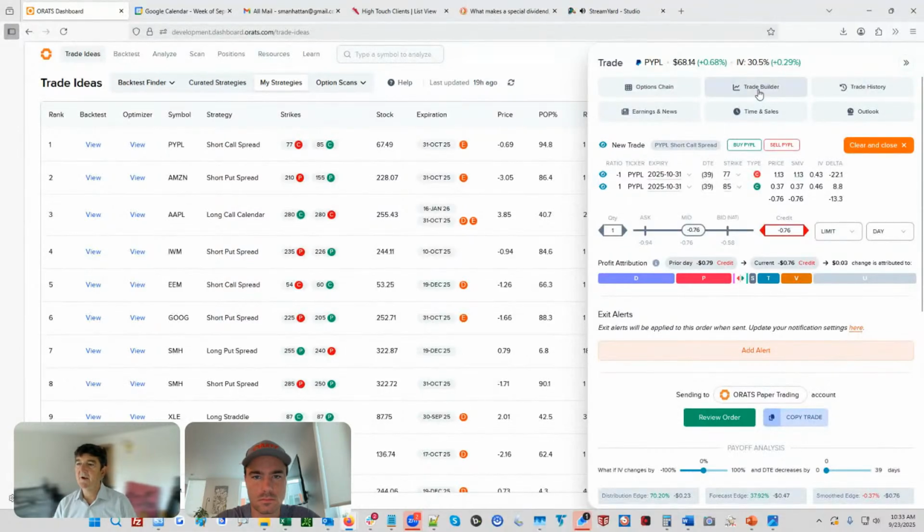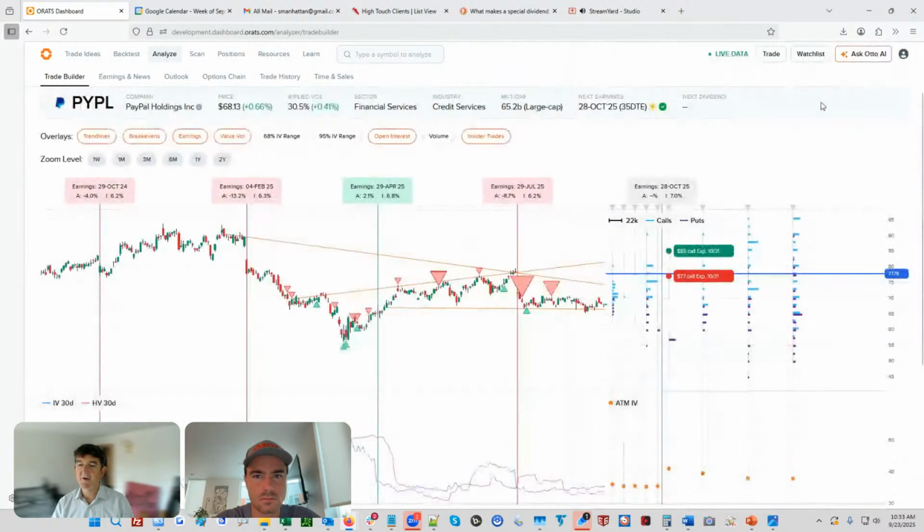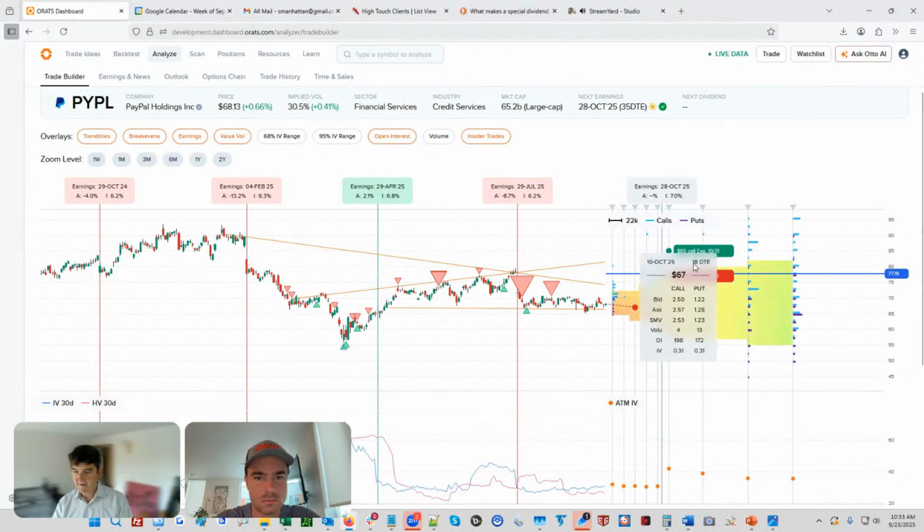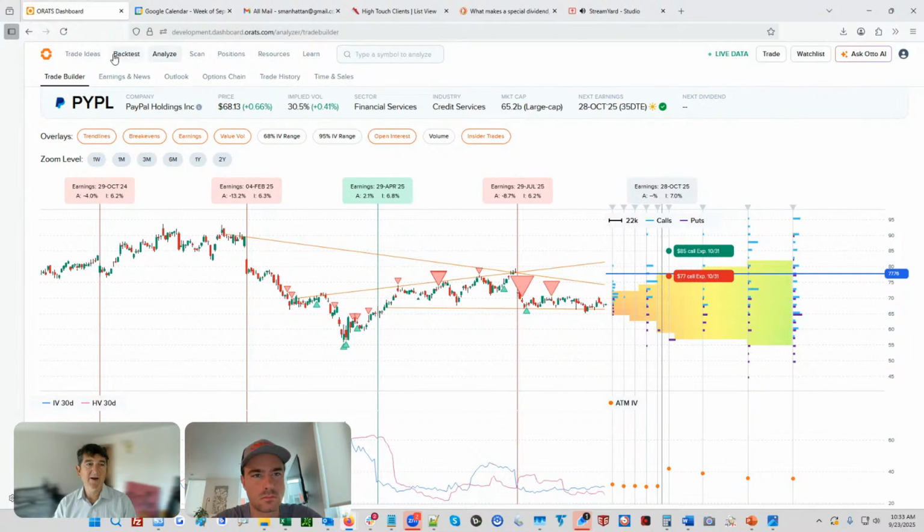It feeds it to the trade builder, and I could look at it just to make sure that it looks okay. The unfortunate thing is it's past earnings, which I could tell, but still, it looks like it's enough out of the money, and we might want to have an alert before earnings and see if we can potentially get out of this one before earnings.